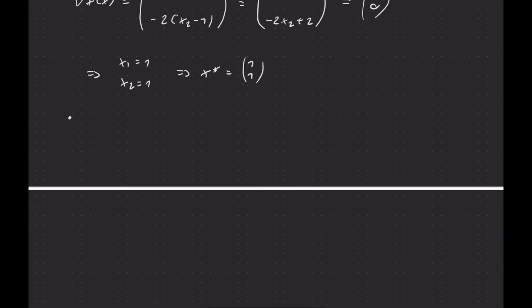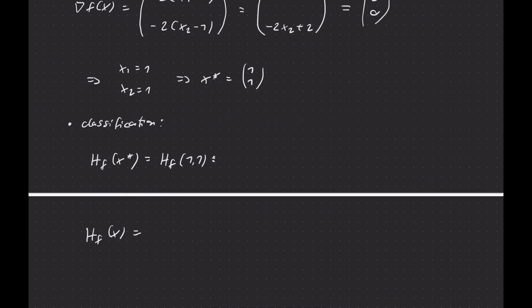Next we classify that. So we want to find out whether this is a saddle point or a local minimum or a local maximum. So we need to have a look at the Hessian at the point x star, so the Hessian at (1, 1). First let's compute the general Hessian. We look back at the gradient here. We need to differentiate that once more.